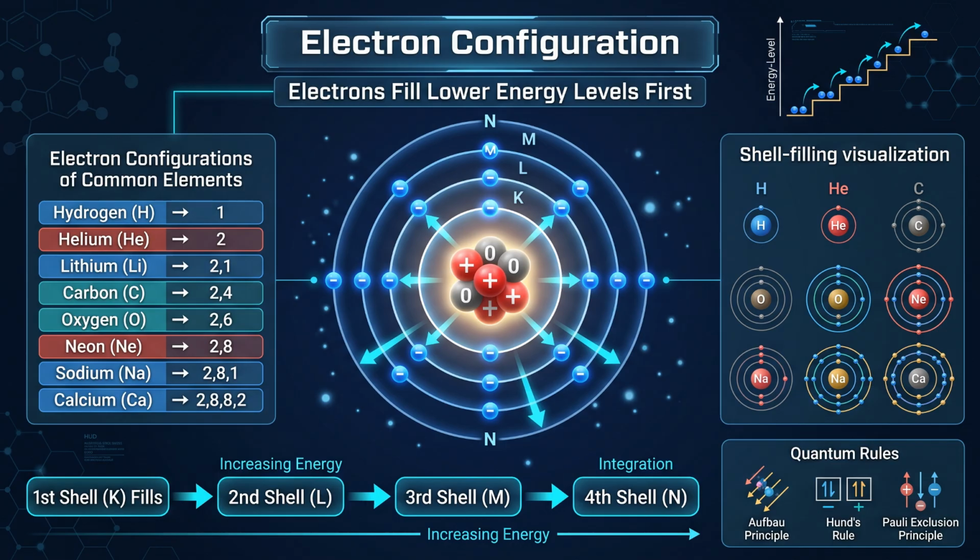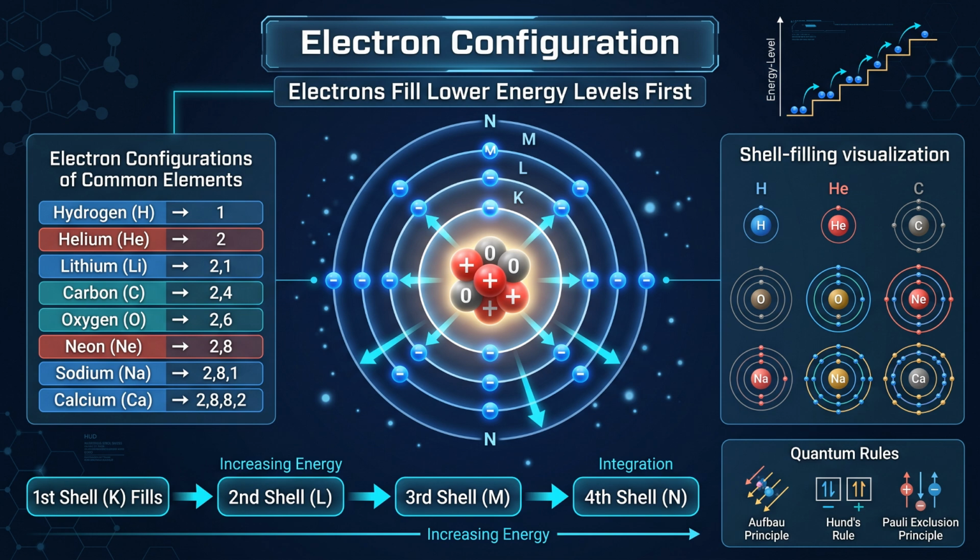This is why neon belongs to the noble gases and rarely reacts with other elements. Now consider sodium, which has 11 electrons. The first 2 electrons fill the K shell, the next 8 fill the L shell, and the remaining 1 enters the M shell. Therefore, the electron configuration of sodium is 2-8-1. This single electron in the outermost shell explains why sodium is highly reactive. It can easily lose this electron to form a stable sodium ion, Na+.